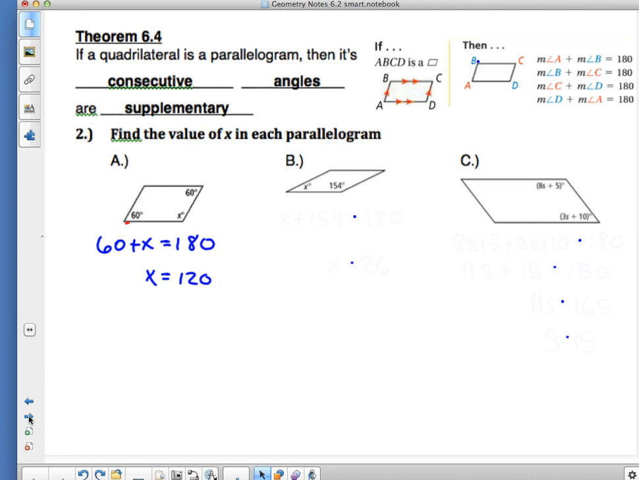In B, consecutive angles are supplementary. So X plus 154 must be 180. And I subtract, and I get myself a 26. Are there questions about my setup for B? We're doing okay?